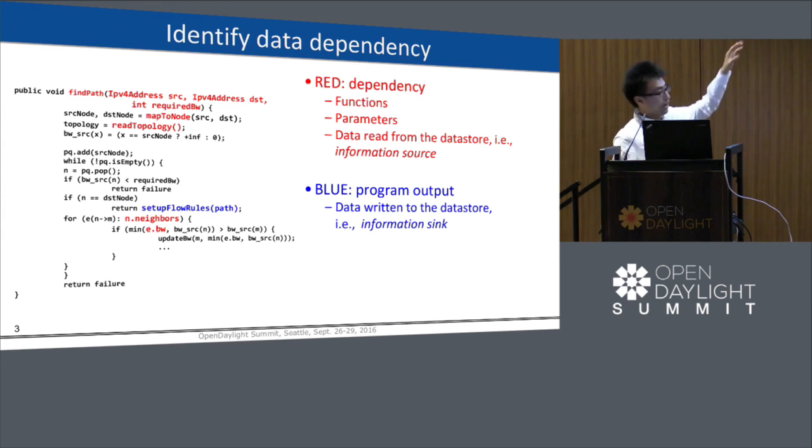We use different colors to mark the input data and the output of this program. The red represents input data, which includes the function itself, and also the parameters, and also the data that is read from the data store, or in more general terms, the information sources. And the output is basically the data that is written to a data store, which we also name the information sink.